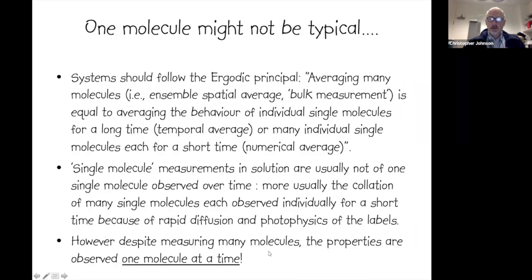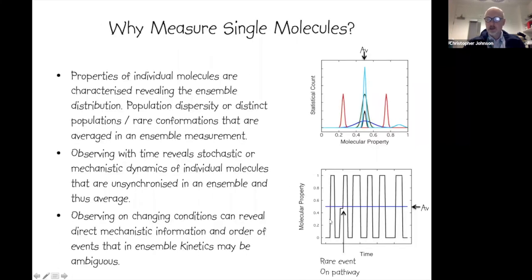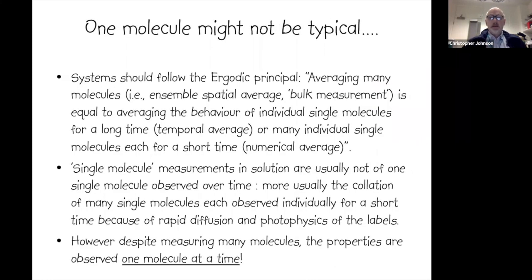And so in this case, you can see that this particular transition between these two molecular properties occasionally has an intermediate, which would be classified as being on pathway. And that would be extremely difficult to observe using an ensemble method. So then you might ask the question, well, if I look at one molecule, just as if you looked at any population, would that actual molecule be typical of the behavior of the system that I'm interested in?